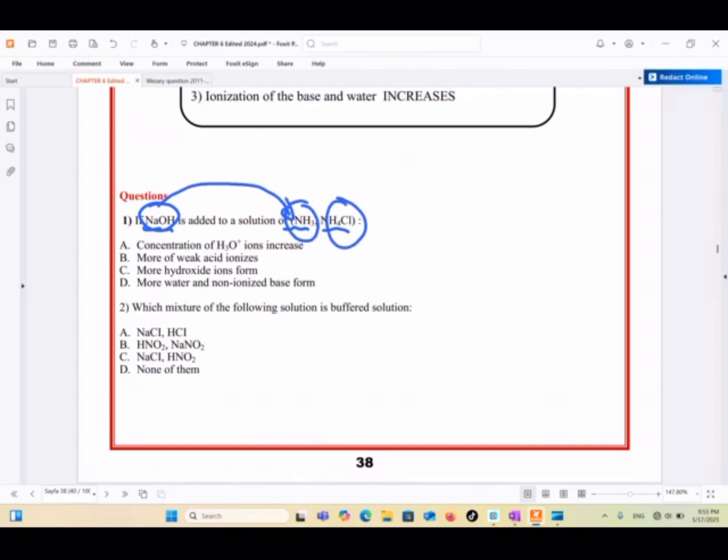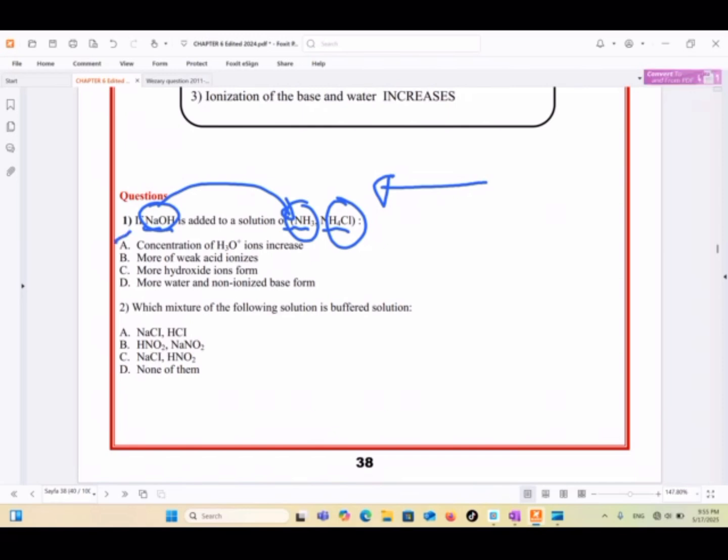A base is added to a basic buffer. Base added to a base, they are the same. That means the reverse direction is favored in the weak base reaction. Therefore, whenever the reverse is favored, there will be a reduction in ionization, but an increase in the concentration of the weak base.